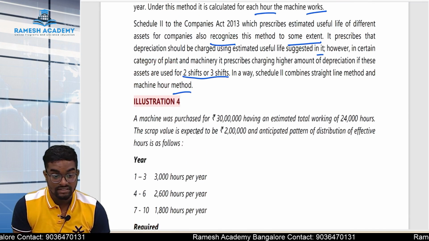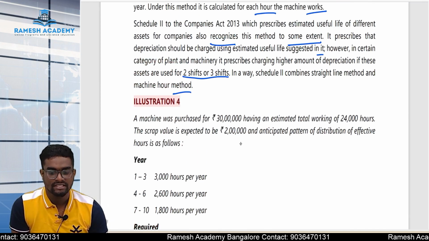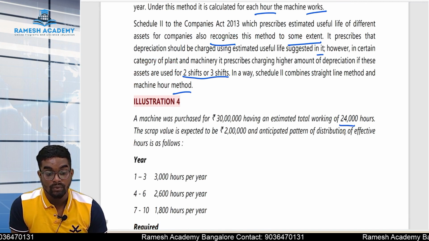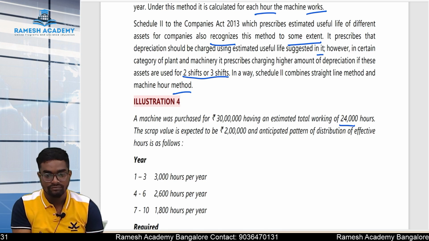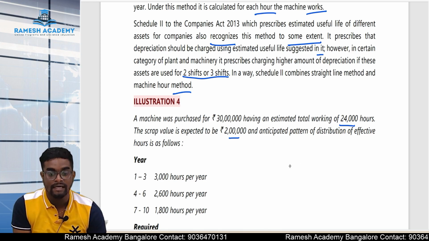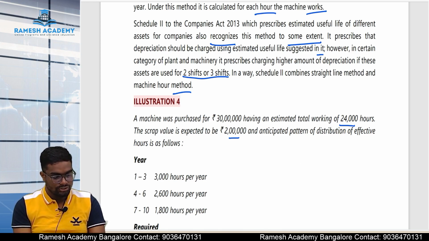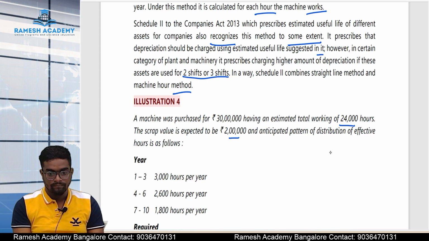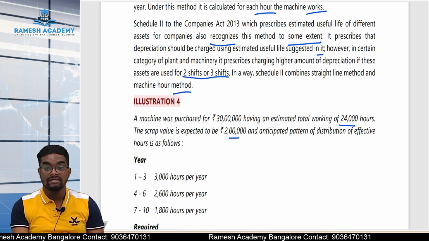See, a machinery was purchased for 30 lakh having estimated total working hours of 24,000. See, 24,000 hours. The scrap value is estimated to be 2 lakh, which is the residual value, and the anticipated pattern of distribution of effective hours is as follows.